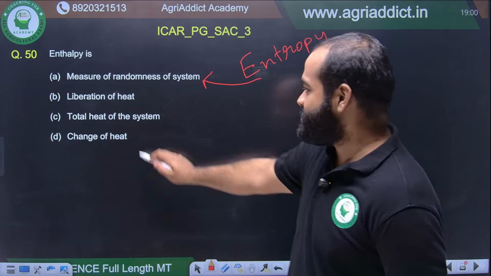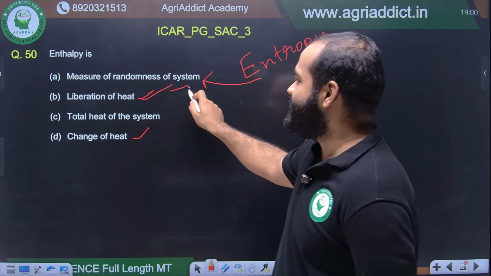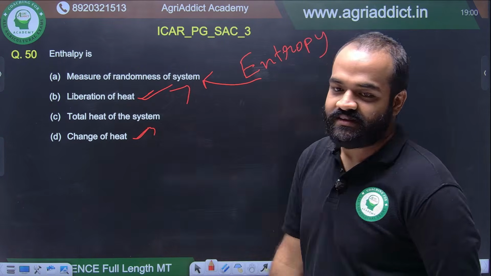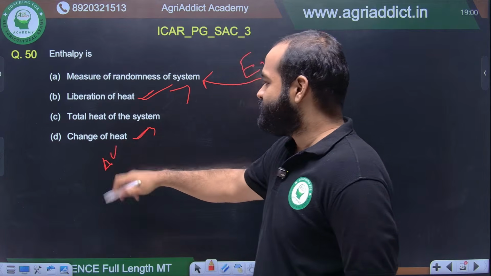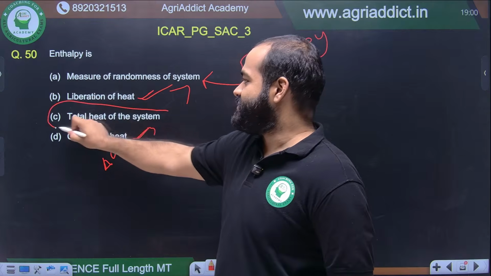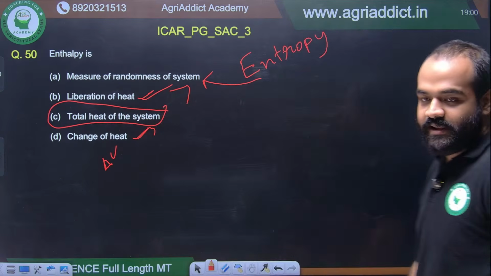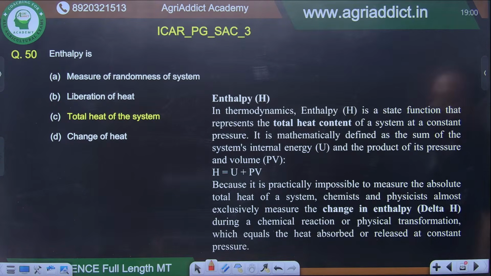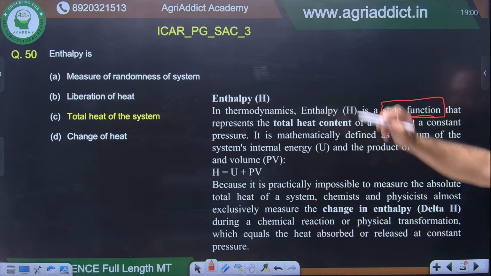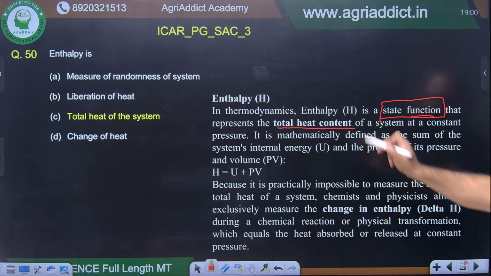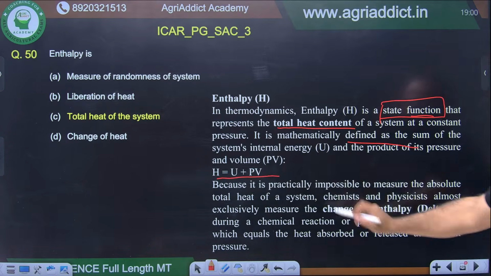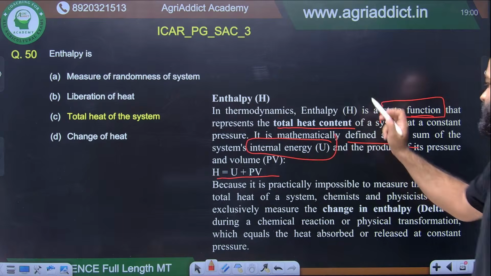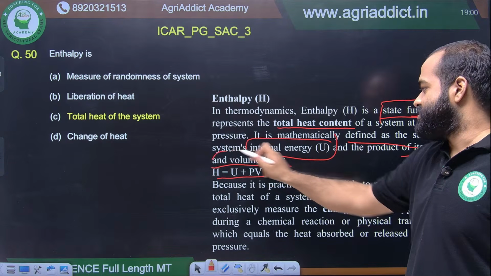Change of heat and liberation of heat are not what we want here. Where heat is coming out, that is liberation of heat. Change of heat is the change in how much heat went from here to there, that is delta U. And this total heat of the system is called enthalpy. In thermodynamics, enthalpy is a state function. This also you have to remember. It is a state function that represents the total heat content, right? And it is mathematically defined as H equal to U plus PV, whereas U is internal energy and PV is nothing but the product of pressure and volume. All right.